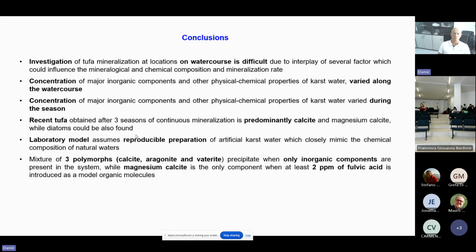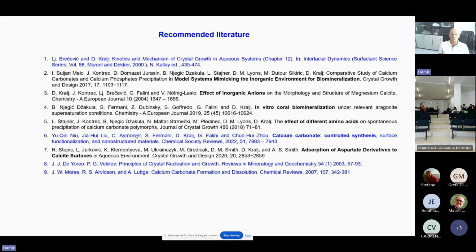The laboratory model assumes reproducible preparation of artificial karst water, which closely mimics the chemical composition of natural water. So it assumes inorganic and organic components of such water. Actually, a mixture of 3 polymorphs precipitates when only inorganic components are present, while magnesium calcite is the only component when at least 2 ppm of fulvic acid is introduced as the model organic molecules. And this is going to be my final conclusion, and this is going to be the end of my lecture.